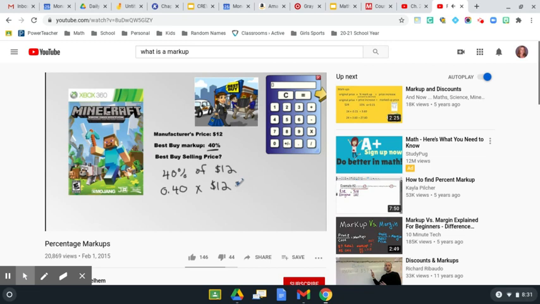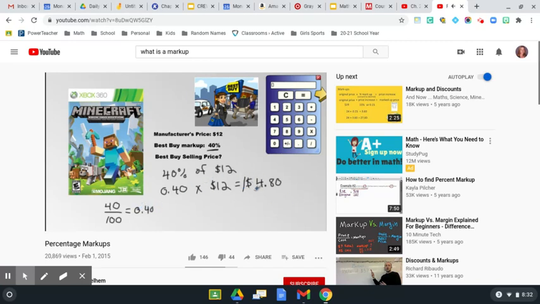I'm just going to do it in my head. It's $4.80. Now, you turn 40% into a decimal 40. Here's another explanation behind that. 40% means 40 over 100. And 40 over 100, if you divide these, you get decimal 40. That's the reasoning behind it.